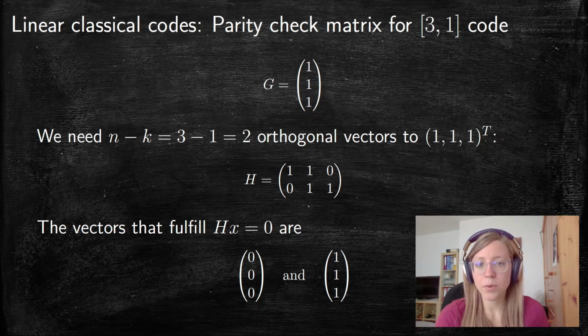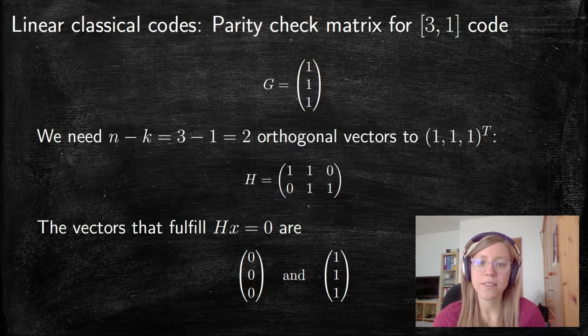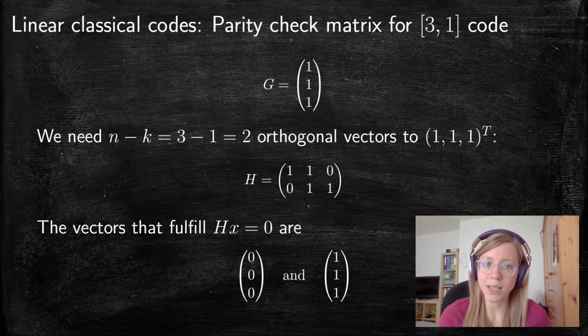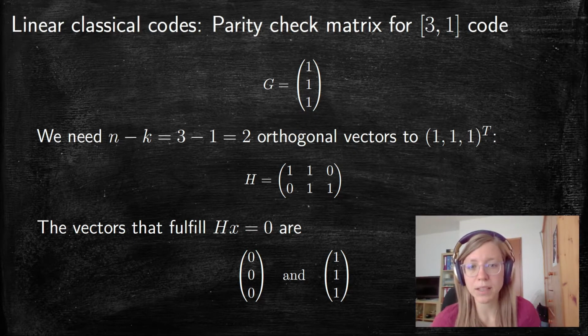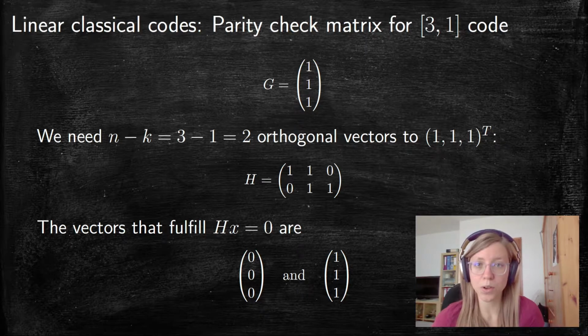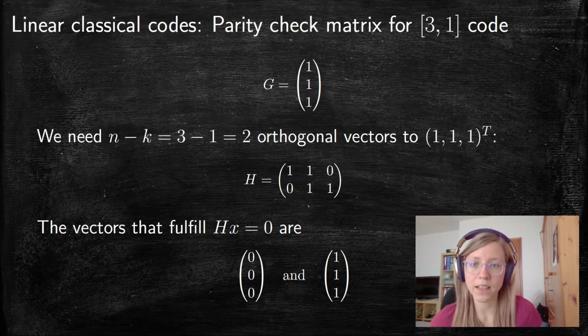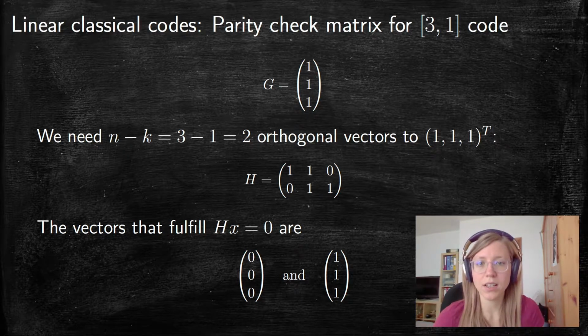And what you can also quickly verify is that the vectors that fulfill this parity check matrix condition, H applied to x equals 0, are the column with all ones and the column with all zeros. And this means these two vectors are the code words of the code, which coincides with the code words that we got from the generator matrix definition. So these two descriptions give an equal set of code words.